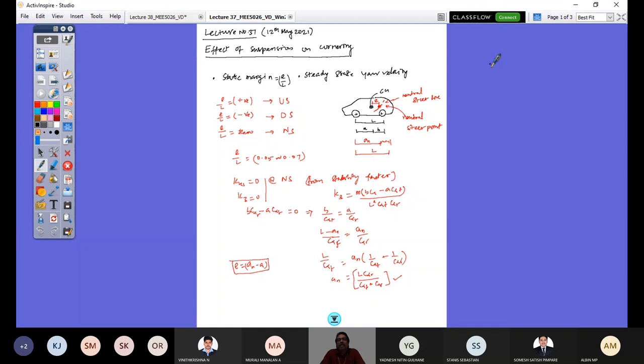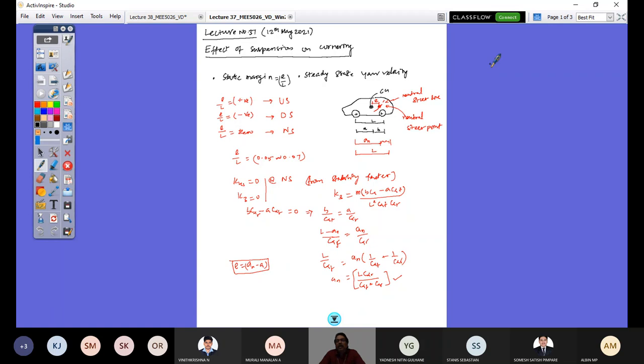What we learned in the last class is that static margin is the ratio of the distance of the neutral steer point from the CG to the wheelbase, right? Steady state yaw velocity represents the orientation change of your vehicle when viewed from the top, or the change in its orientation with respect to the vertical axis. The neutral steer point is the point where a resultant side force acting at that point will not produce steady state yaw velocity. It is produced because the force acts not at the neutral steer point, but at CG, and there is a distance e, small e, defined in the diagram. That defines the directional response or tendency of the vehicle.